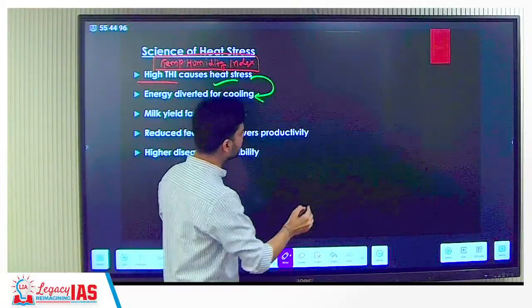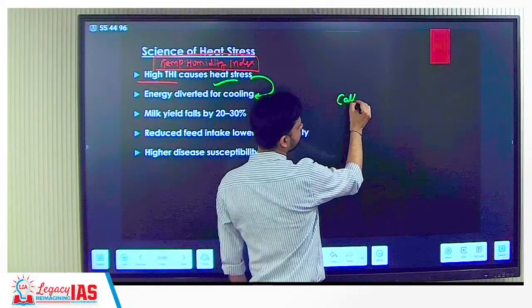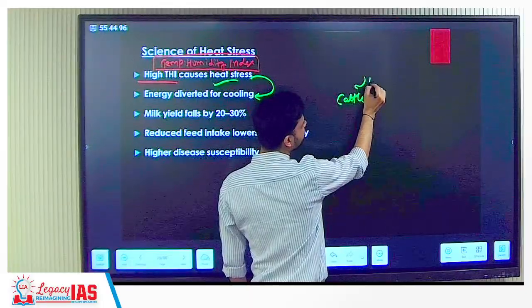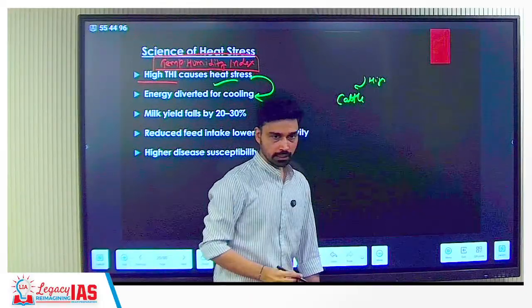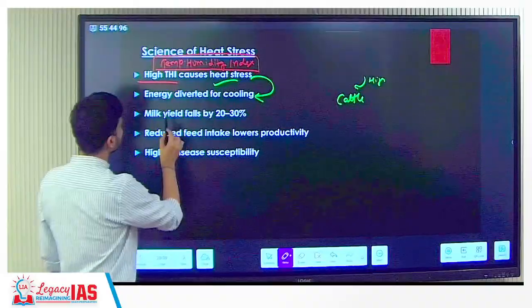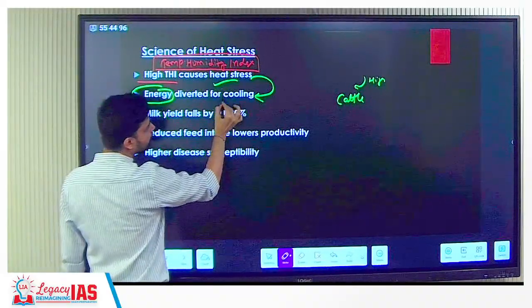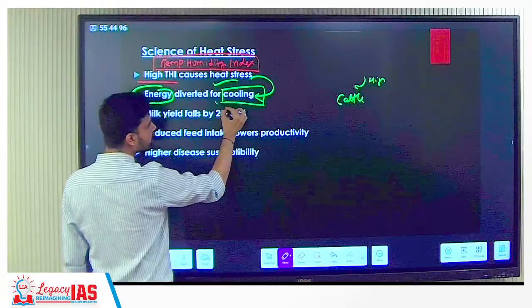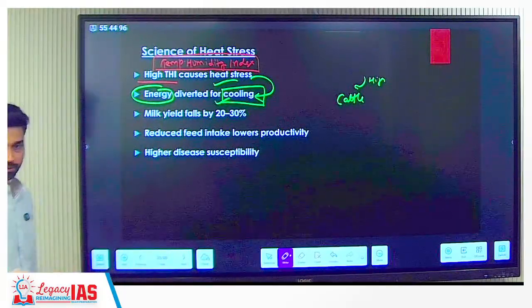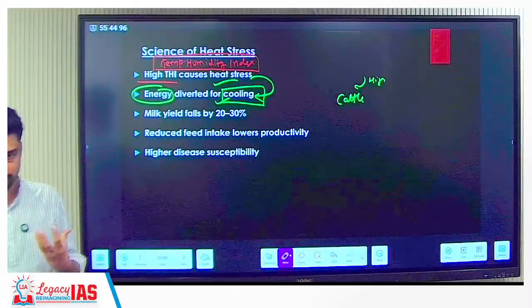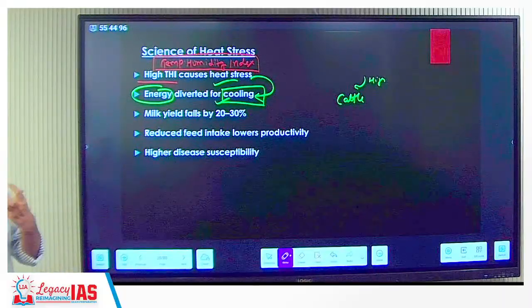So scientists believe, for example, you take cattle. When they are subjected to high temperature, their body is under stress. When their body is under stress, the metabolic energy which they get from the food and nutrition is not diverted into milk production. Where is it diverted? Cooling purposes. For example, they'll start panting, producing saliva, producing sweat and all that.